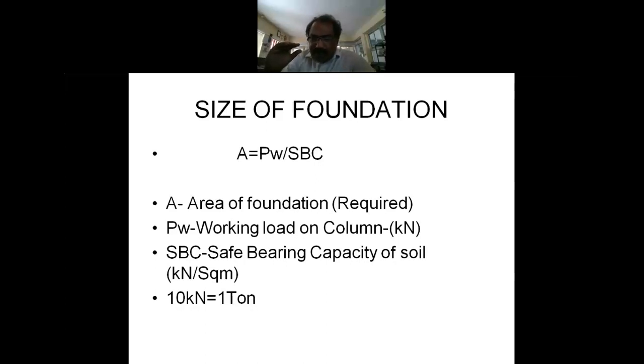So for a particular settlement, how much is the bearing capacity? That is called safe bearing capacity. Usually, the ultimate bearing capacity, the maximum bearing capacity, divided by the factor of safety gives the safe bearing capacity. When the safe bearing capacity increases, the size of foundation decreases, which is economical. When the safe bearing capacity is less, the area of foundation required is more, which is uneconomical.